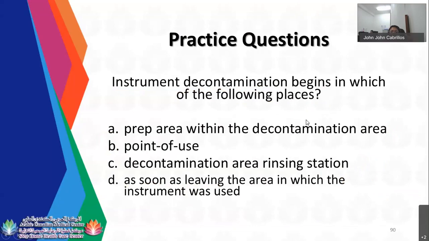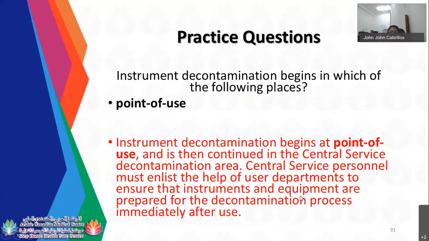Instrument decontamination begins in which of the following places? Point of use. Instrument decontamination begins at point of use and is then continued in the central service decontamination area. Central service personnel must enlist the help of user departments to ensure that instruments and equipment are prepared for the decontamination process immediately after use.